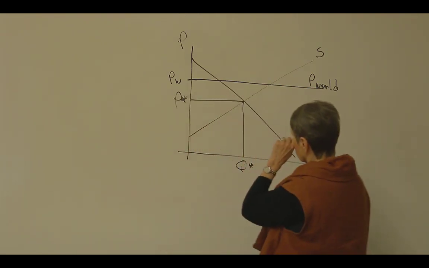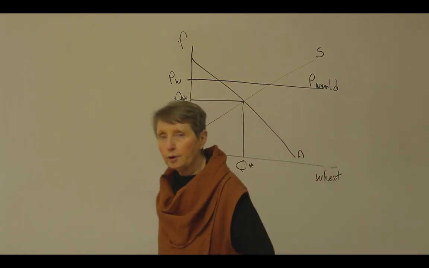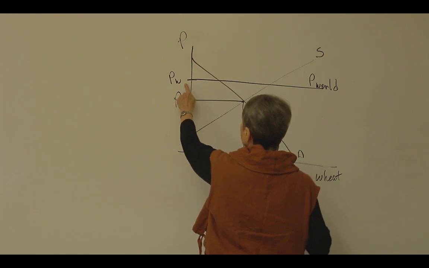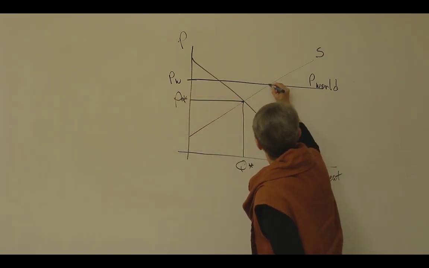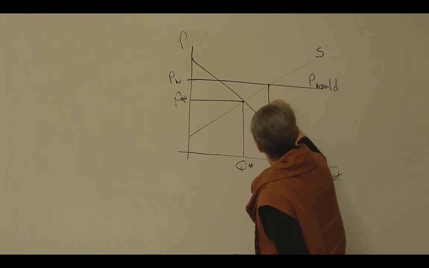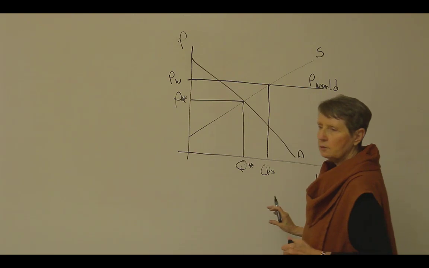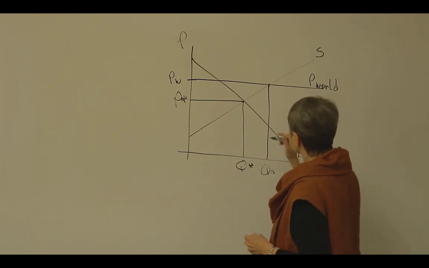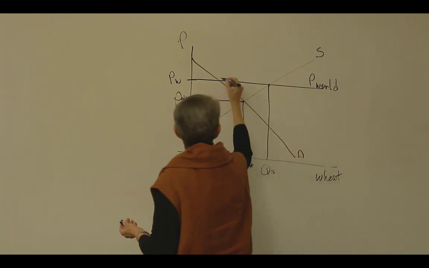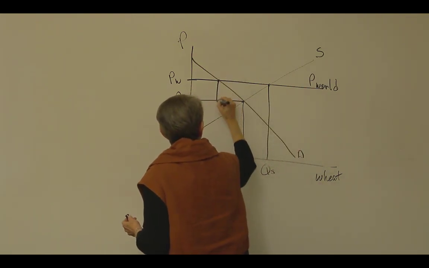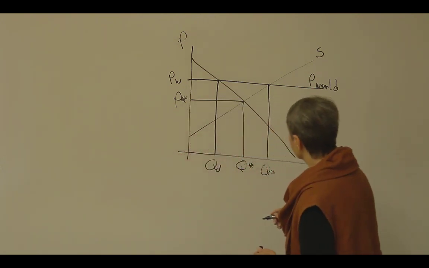Well, here's how it affects the domestic economy. Domestic producers will export wheat. And so at this price, P W, domestic producers want to supply, I'll call this Q S. That's the quantity that domestic producers would like to supply. And of course, at this higher price, P W, domestic consumers don't want to buy as much. I'll call this Q sub D. That will be the demand.